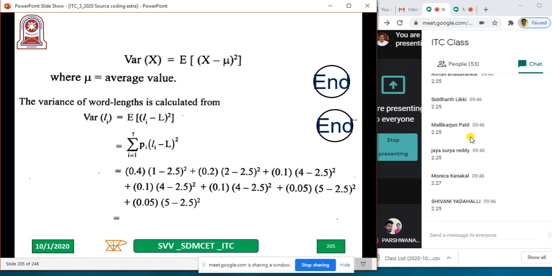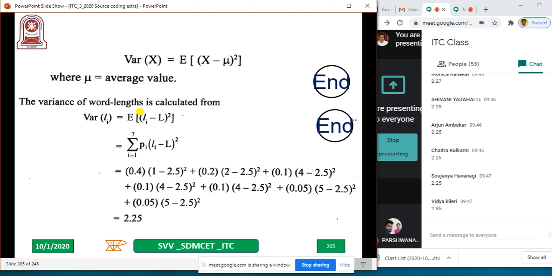Okay, most of the students are getting 2.25. Monica got 2.27. So I got 2.25. Monica, you can cross verify. You can do it again later. Now you note down the answer. Shivani 2.25. Arjun 2.25. Chaitra 2.25. Most of them are reading 2.25 only. So let us go to the next.